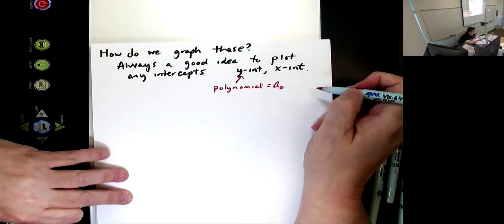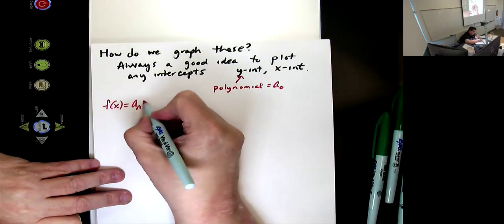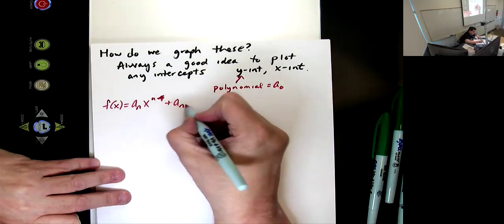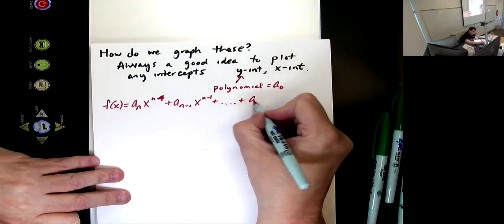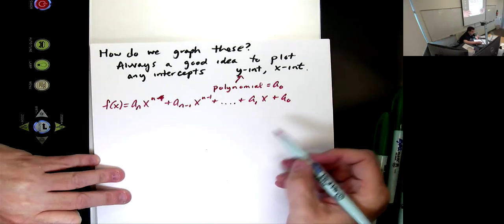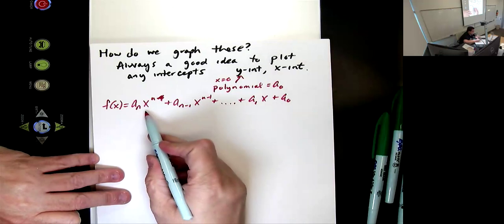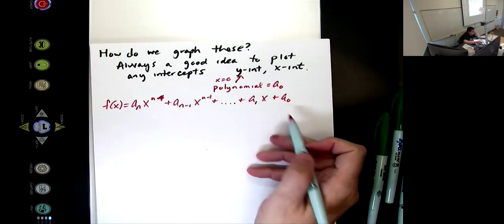the y-intercept is, like if I've got f of x equals a sub n x to the n plus a sub n minus 1 x to the n minus 1. The y-intercept happens when x equals 0. And I can see if I plug in 0 for x, it wipes out every term but the last one.